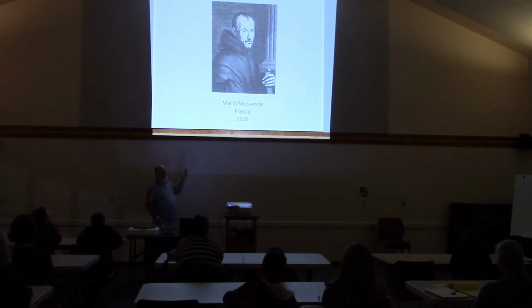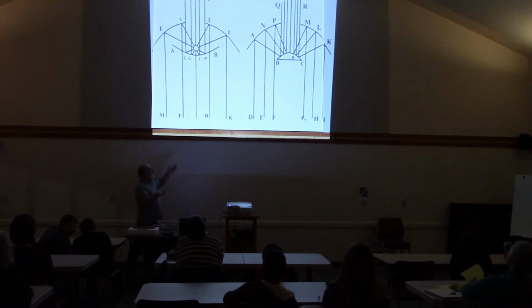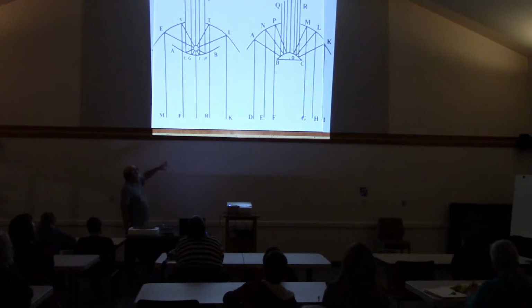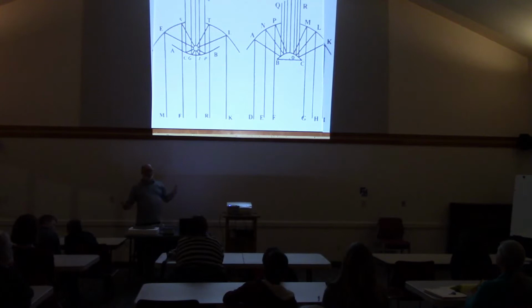Following him was Marin Mersenne in France, 1636. He was decades ahead of his time. He designed what we'll find out later was a Gregorian and a Cassegrainian telescope, but he couldn't find an optician to grind the curves in the metal. These are all parabolic and hyperbolic curves, and no one had the ability to grind those into a mirror at that time.